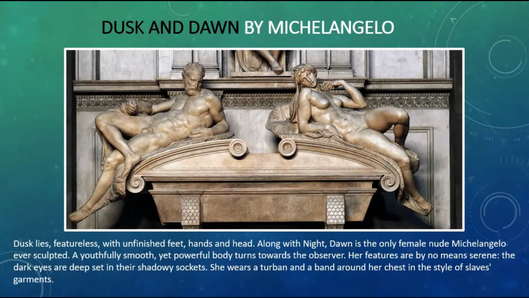Another artwork or sculpture by Michelangelo is Dusk and Dawn. Here are the descriptions. Dusk lies featureless with unfinished feet, hands, and head. Along with Night, Dawn is the only female nude by Michelangelo ever sculpted. A youthfully smooth yet powerful body turns towards the observer. Her features are by no means serene.